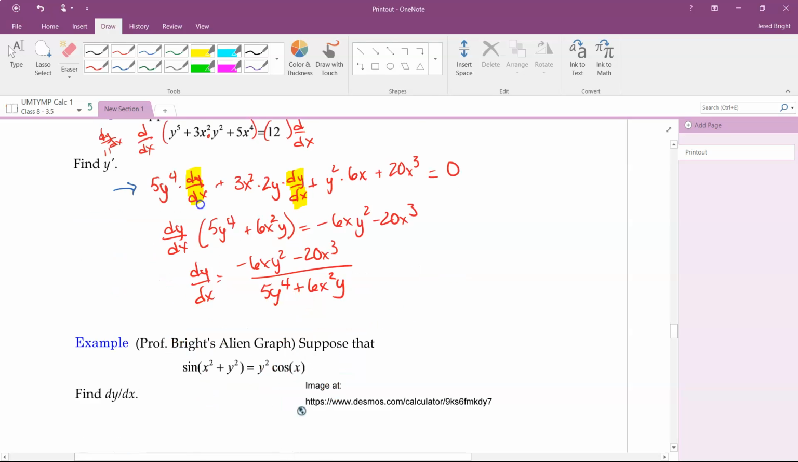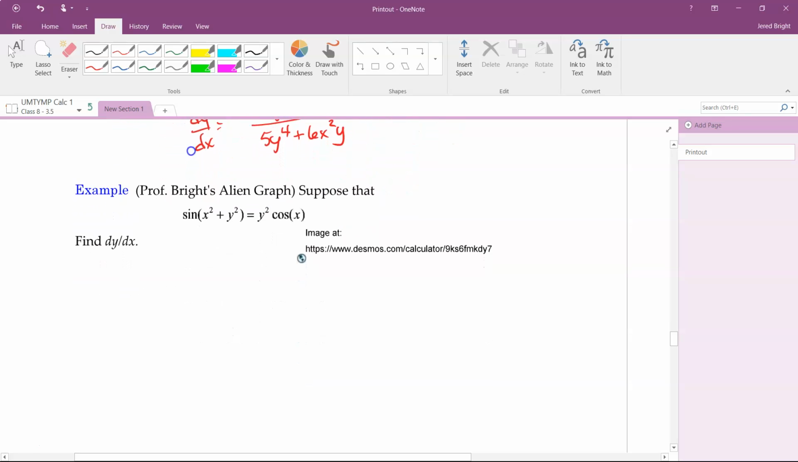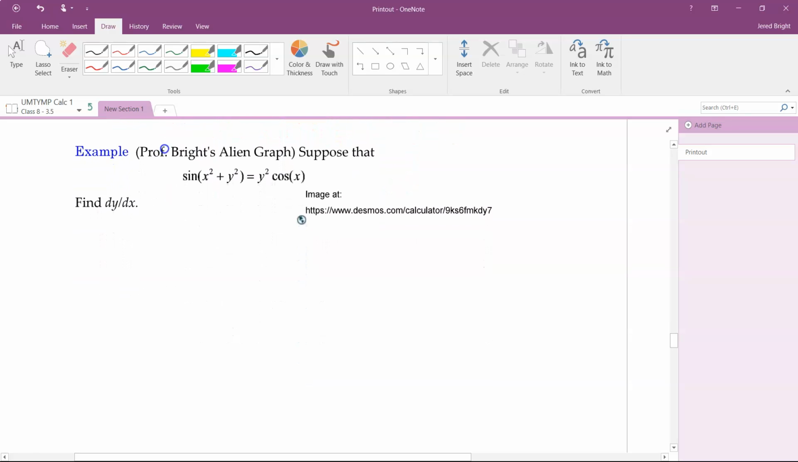All right, the next one I kind of like. It is an alien graph, so we'll find its derivative, and then we'll take a look at the function. Okay, so applying the implicit differentiation operator.